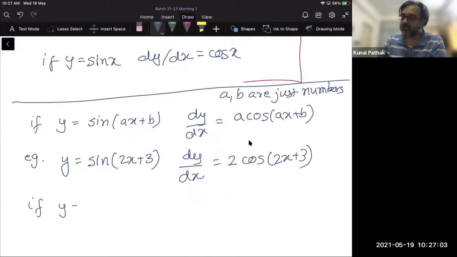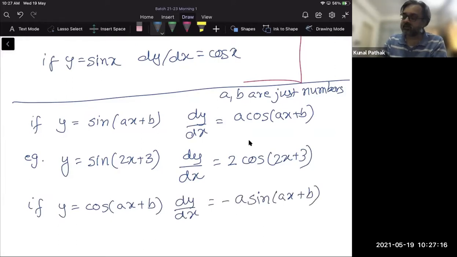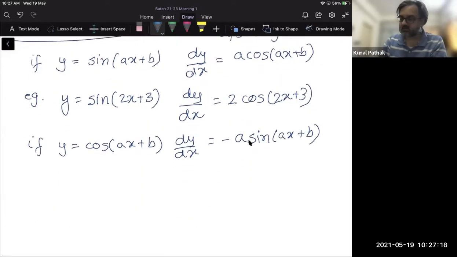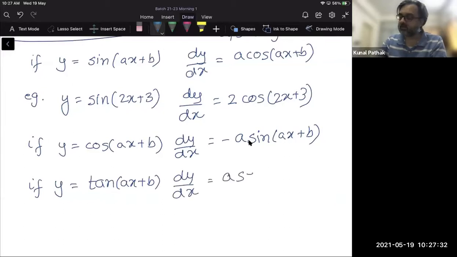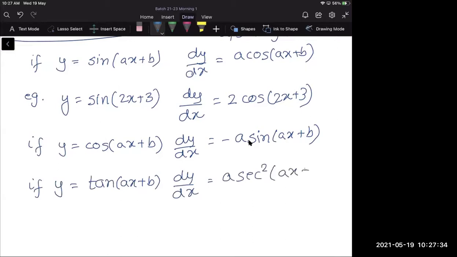If y is equal to cosine ax plus b, then dy by dx is equal to minus a sine ax plus b. And similarly for all the others, I will write it down. Y is equal to tan of ax plus b. Please notice that b does not play any role. Dy by dx is equal to a sec square ax plus b.